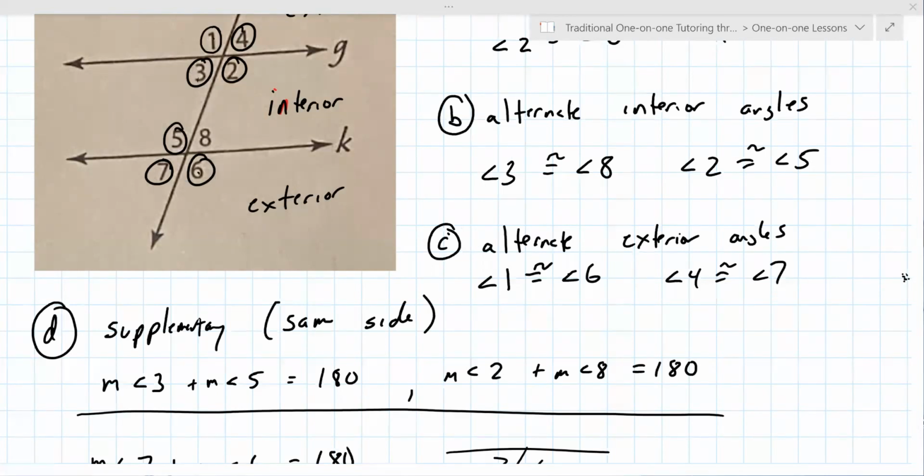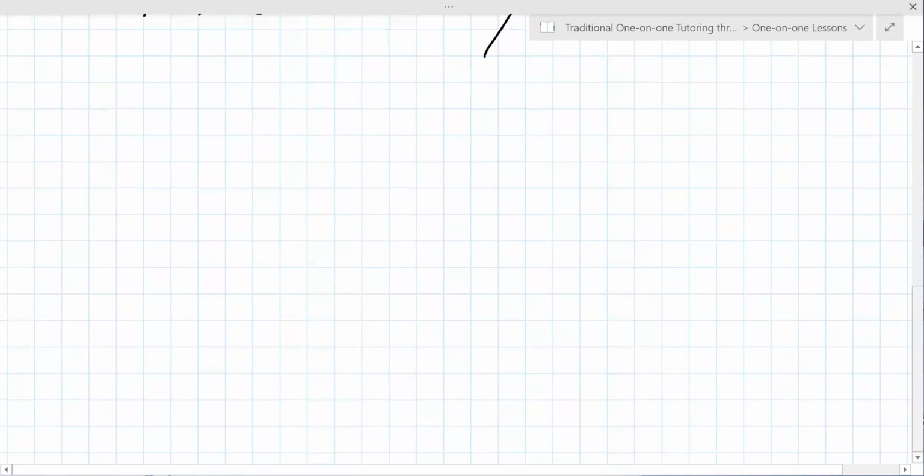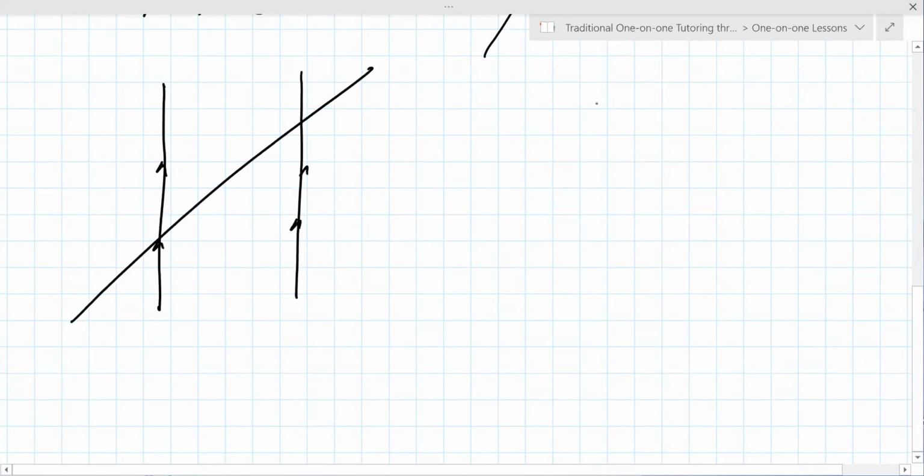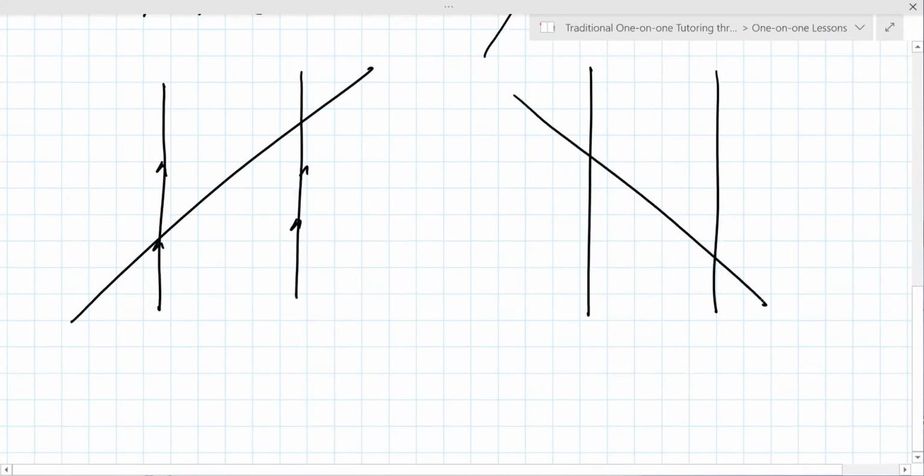Okay, and then we do some problems. Let me just draw another orientation of this. It could be that these are the parallel lines like this, and then they're cut by a transversal going this way. Or it could be that they're parallel and the transversal goes that way. That doesn't matter. It just matters that you have two parallel lines.